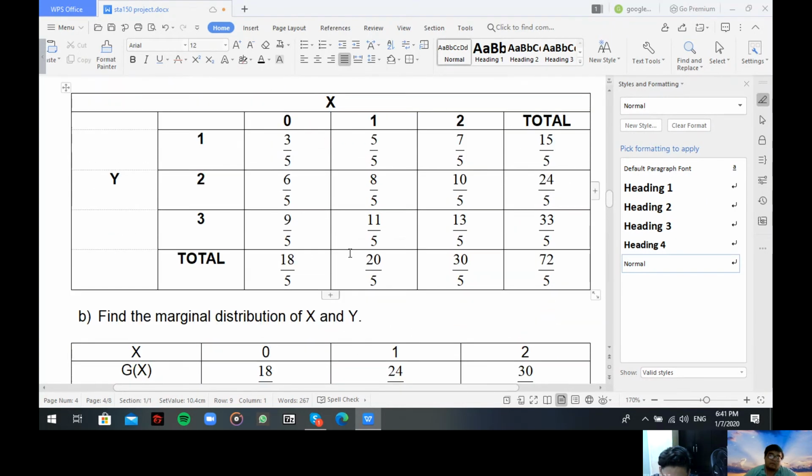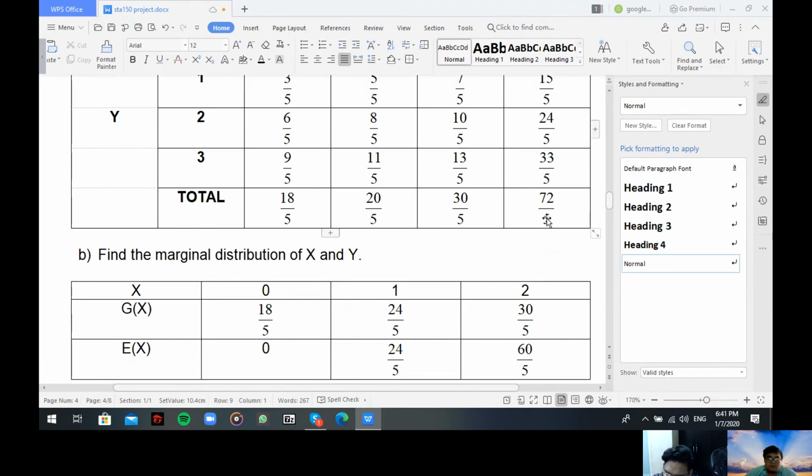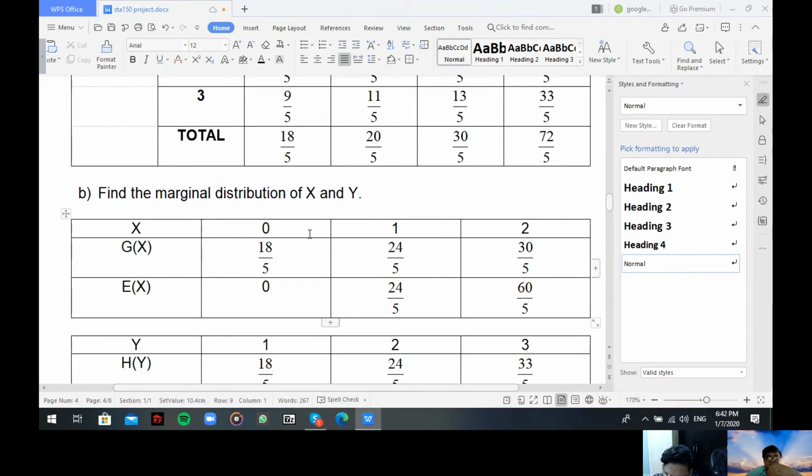Actually, I found that this question is a bit different, because if we add all of this in the table at the corner on your right, you will actually get 1. But I think this question is quite adventurous, so you get 72 over 5. So I think this question is a bit adventurous.